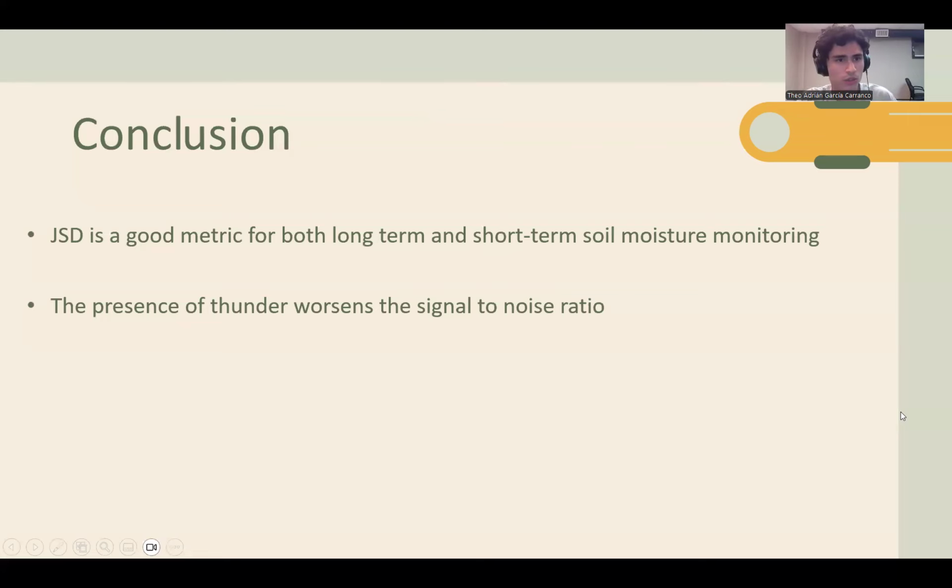So the general conclusions: we are able to describe soil moisture data using Jensen-Shannon divergence, both the long-term and also the real short-term impact of the rain. And also that the presence of thunder does worsen the signal to noise ratio. So it is a limitation of this methodology that thunder does seem to have a direct impact.